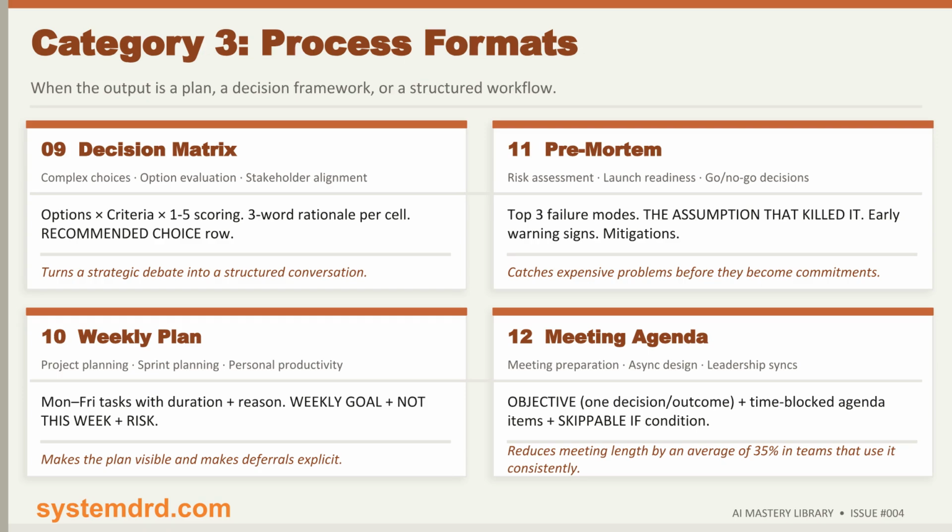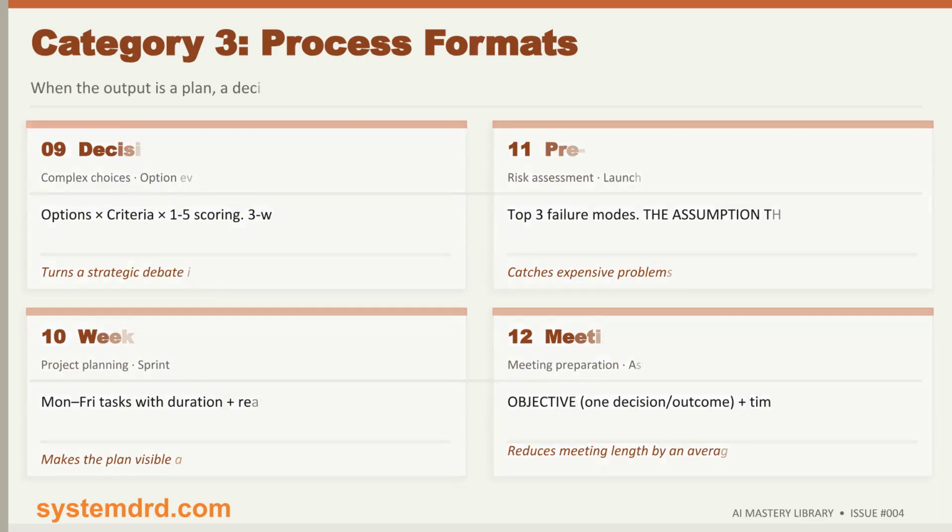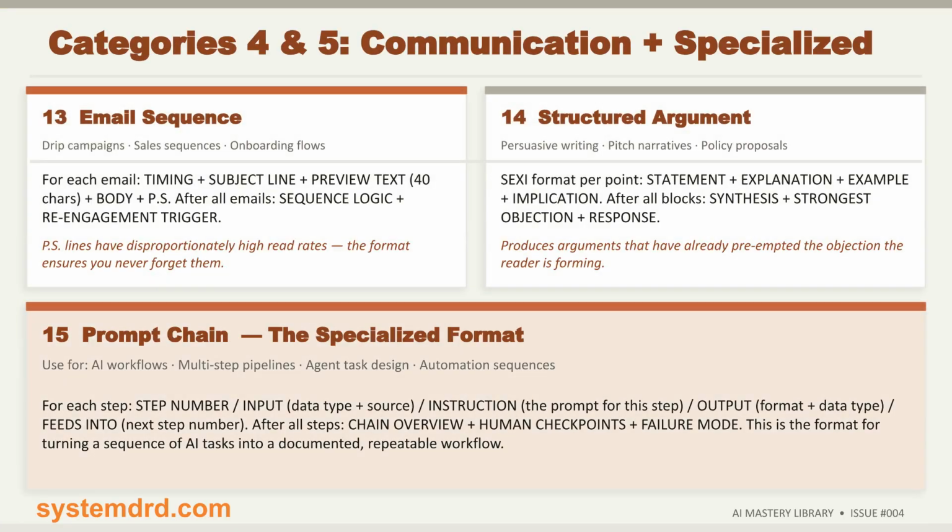Format 12, the meeting agenda. The objective field, the single decision this meeting must produce, and the this meeting is skippable if condition are the 2 fields that reduce meeting length and meeting frequency for teams that use them consistently. 2 communication formats and 1 specialized format.